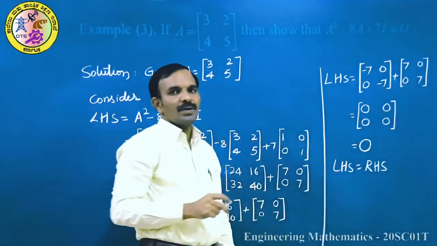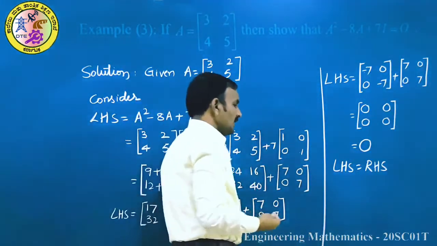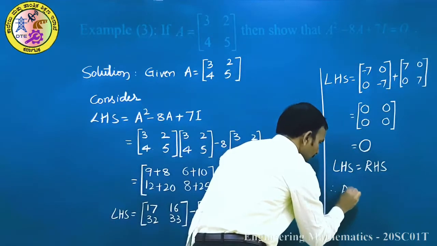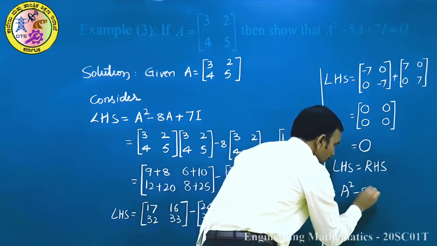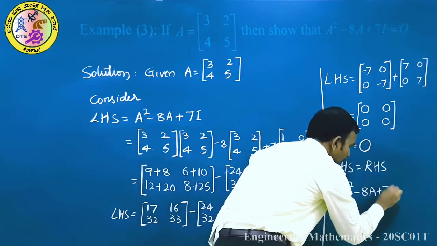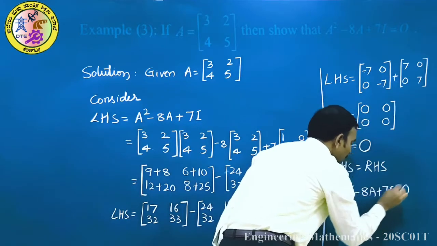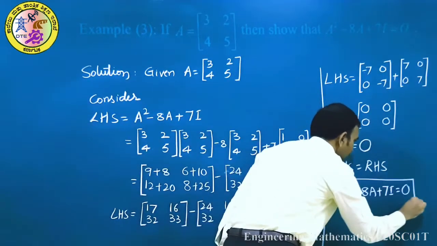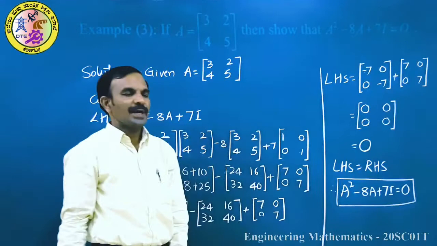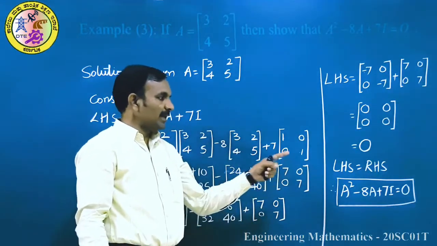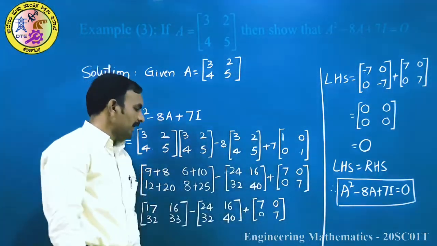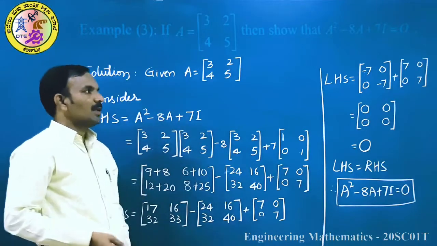What is our conclusion in the last? Therefore A square minus 8A plus 7I equals the zero matrix. This is true. A square minus 8A plus 7I equals the zero matrix. If you want, you can note it down.